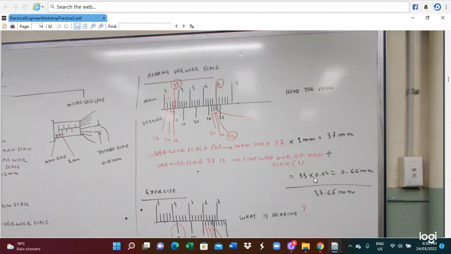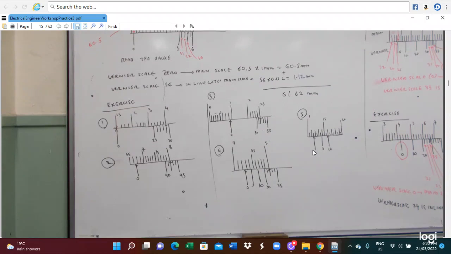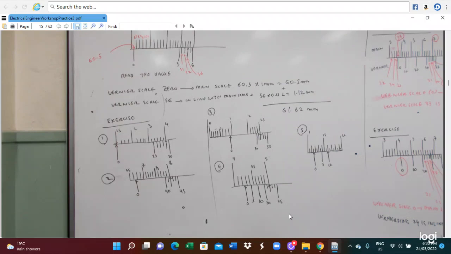This is for how to read the vernier scale, and you also do the exercise. In this case, this one you have to read. The vernier scale 0 indicates that the main scale value is 60 millimeters. And also the vernier scale and the main scale: vernier line 56 is in line with the main scale. The 56 multiplied by 0.02 gives 1.12. So you add this to get 61.12. Then based on the explanation, you do the exercise.